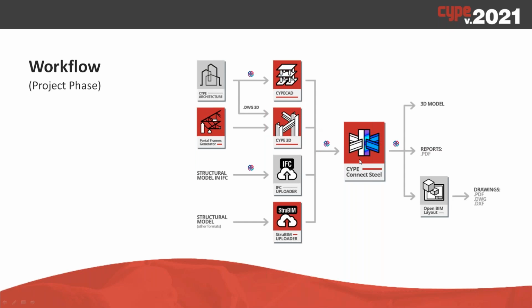In CYPE Connect Steel, we will import the information about the main structure and the forces. We will obtain the definition of the different connections. We can check these connections, and after that, we can share the information in a 3D model, the details and checks in PDF reports, and also share the graphical information to manage and complete with the Open BIM Layout, the drawings and different formats: PDF, DWG, or DXF. This is the workflow from the point of view of the project phase.